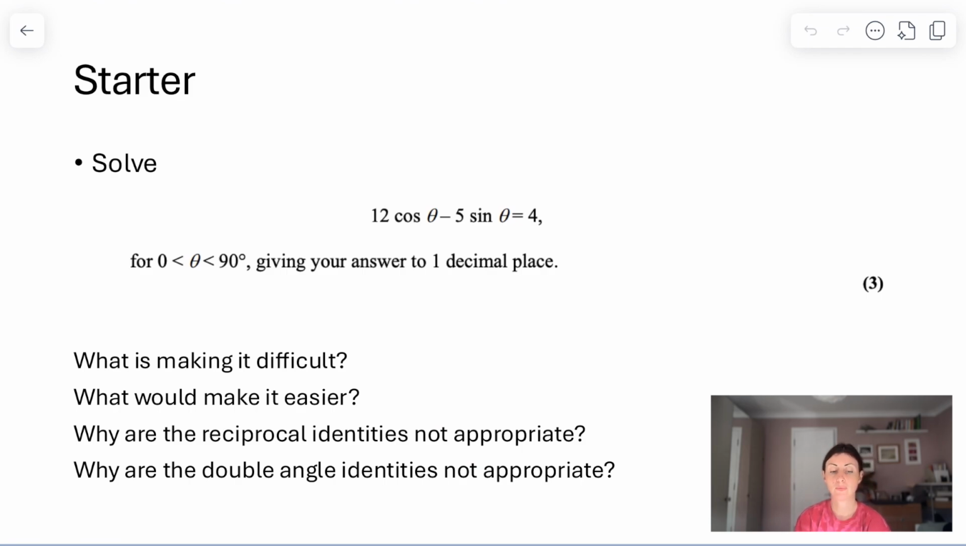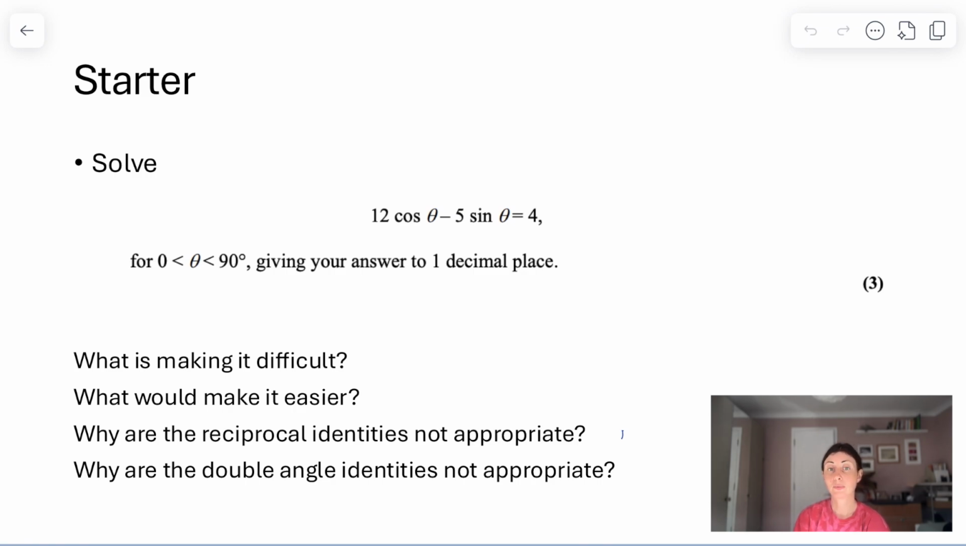For example, I've just mentioned the AS sine squared plus cos squared equals 1 and the year 2 reciprocal identities aren't really appropriate because we haven't got any squareds in here already. That's a clue, especially as we don't want to be squaring both sides to introduce them.